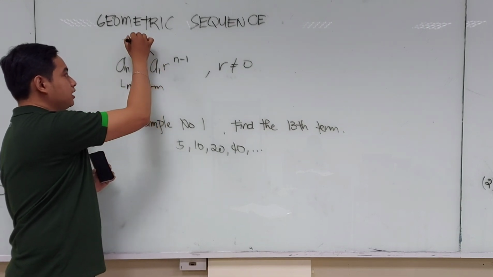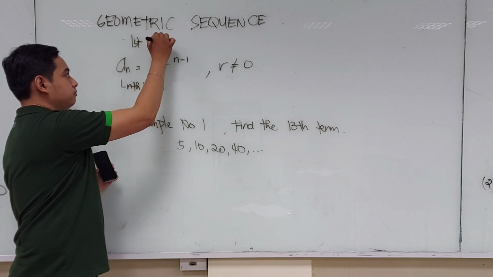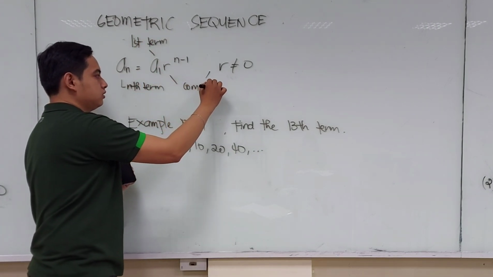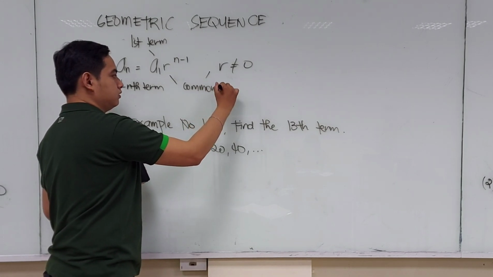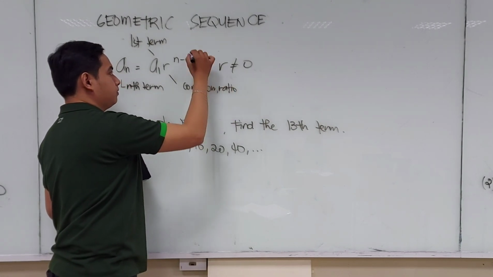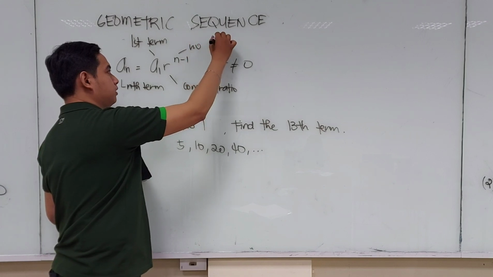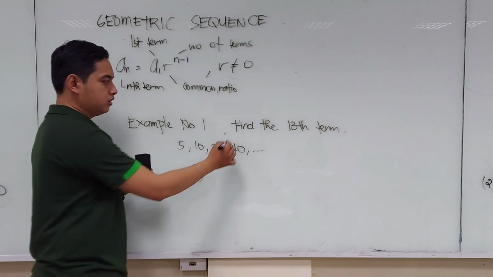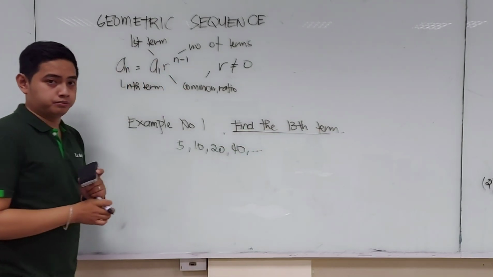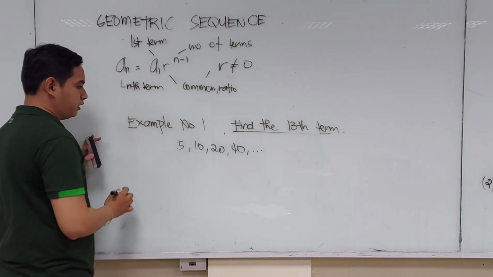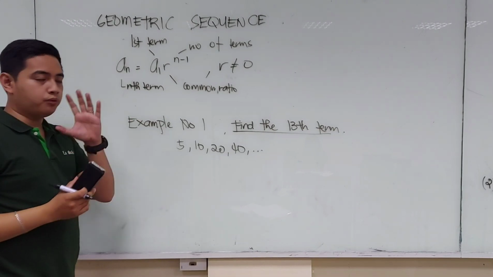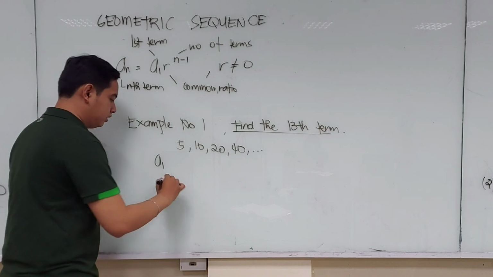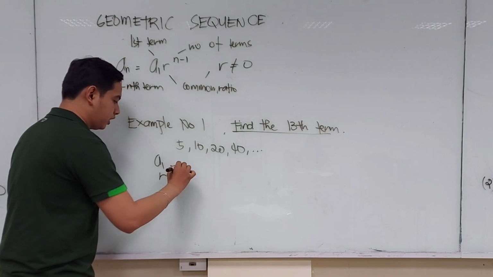So a sub 1 is our first term. R is the common ratio. Then n is the number of terms. So using this formula, we are asked to find out the 13th term. Okay, so let's use the formula. But first, we need to find out the given. So what is our a sub 1? What is our common ratio?